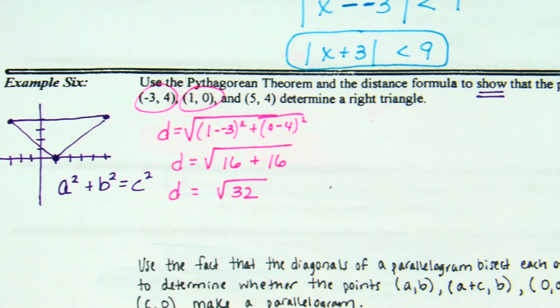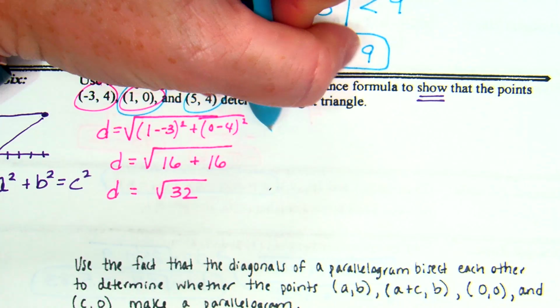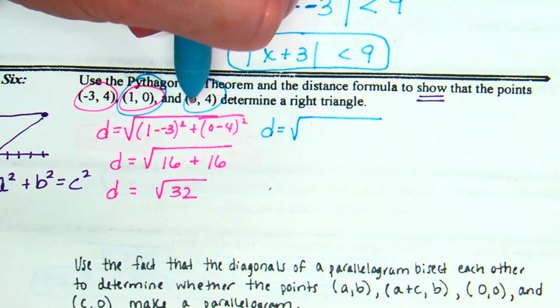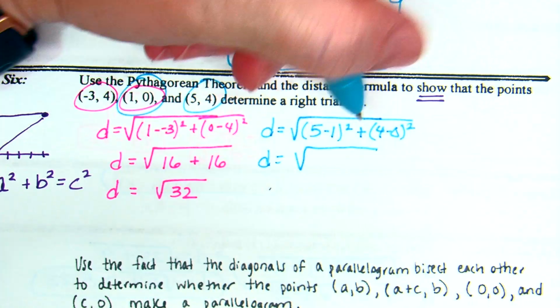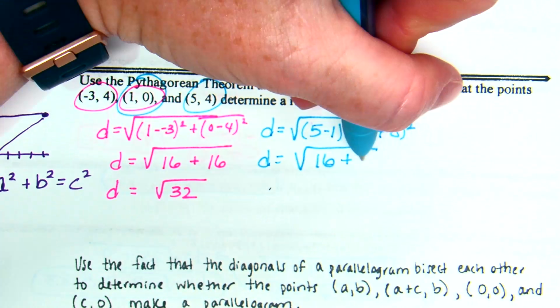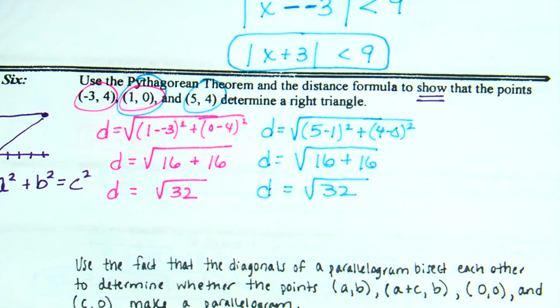Pick a couple new points. Doesn't really matter which. We're going to have to do them all. So if I use 1, 0, and 5, 4. So D equals the square root of, as I said, 1, 0, and 5, 4. I'm going to say 5 minus 1, quantity squared, plus 4 minus 0, quantity squared. 5 minus 1 is 4. 4 squared is 16. 4 minus 0 is 4. 4 squared is 16. And 16 and 16 again is 32. So square root of 32.